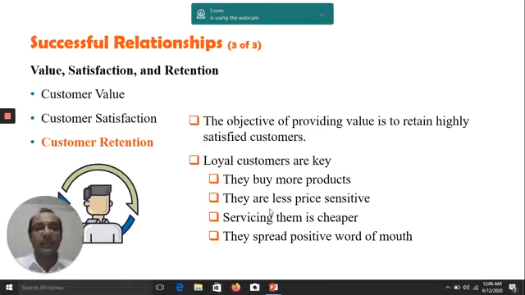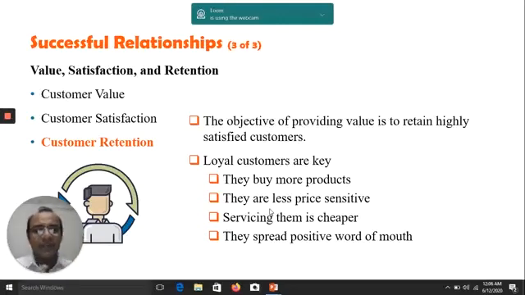Number two, usually loyal customers or satisfied customers are less price sensitive. They don't think of price. Whatever price the company is charging, it is all right with them, and they buy the products from the company again and again. It means that they are not highly concerned about the price the company is charging for their products.